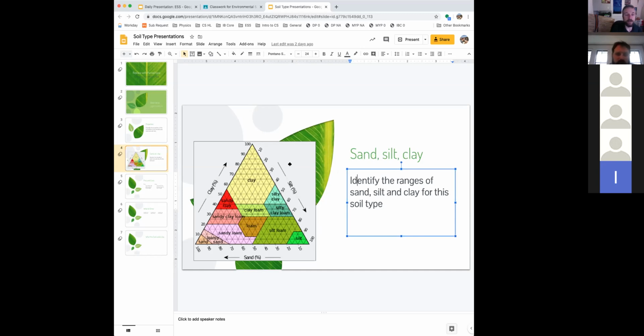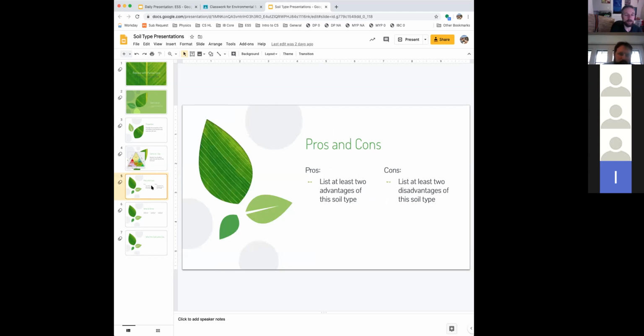Here's where you identify sand, silt, and clay. So you can use the soil texture triangle in order to identify the ranges of sand, silt, and clay. You could say something like, it's between 40 and 60% silt and between 30 and 50% clay. Just give those ranges so that we have an idea about where it is in the soil texture triangle.